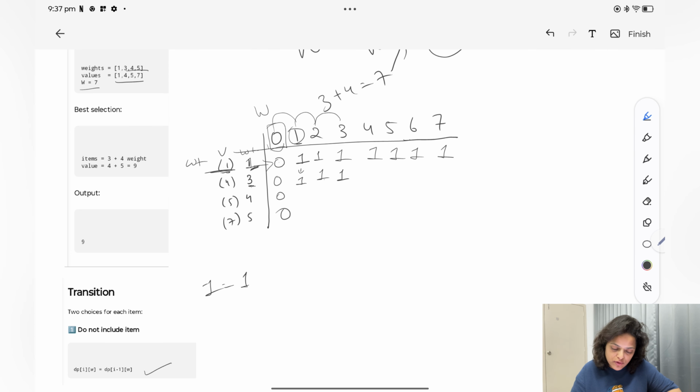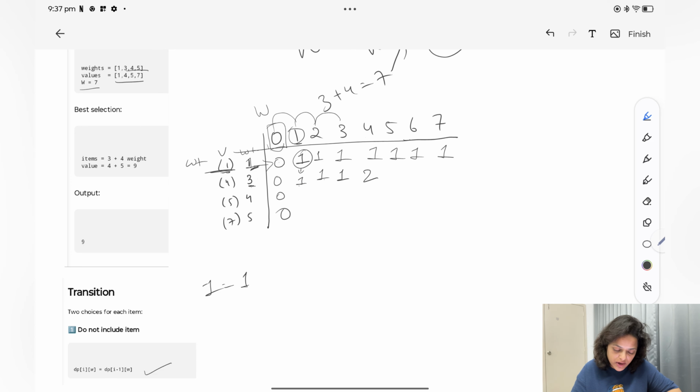Okay, now again check for 4. So 4 minus 3, 1. Let's check what is the value for 1. It is 1. So 1 plus 1, 2. So 4 minus 3 plus 1, 2. And not 2, I'm sorry, here we will be calculating values now.